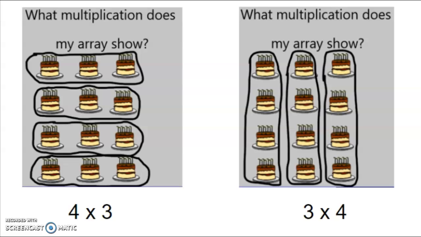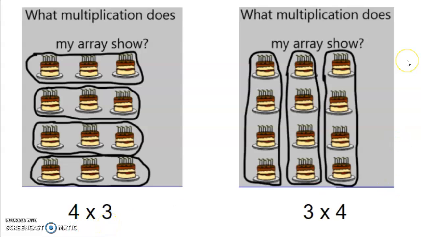Okay, so again, I've shown you by drawing circles around the cakes. This first one over here, how many groups are there? Count with me. 1, 2, 3, 4 groups. You can see I've got 4 here. And in each group, there are 1, 2, 3 cakes. So my number sentence would be 4 times 3. 4 groups of 3. 4 lots of 3.